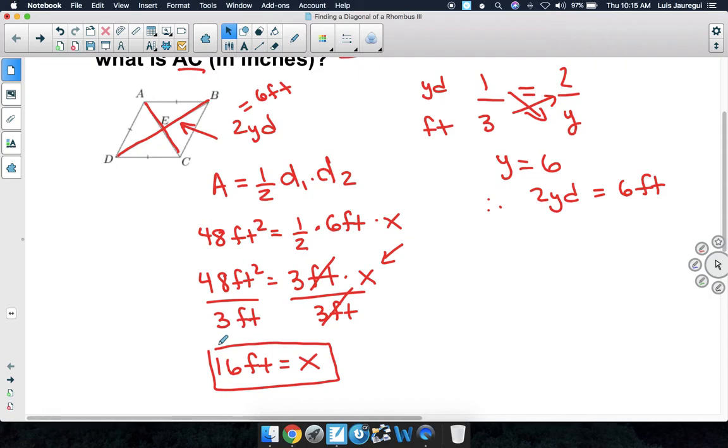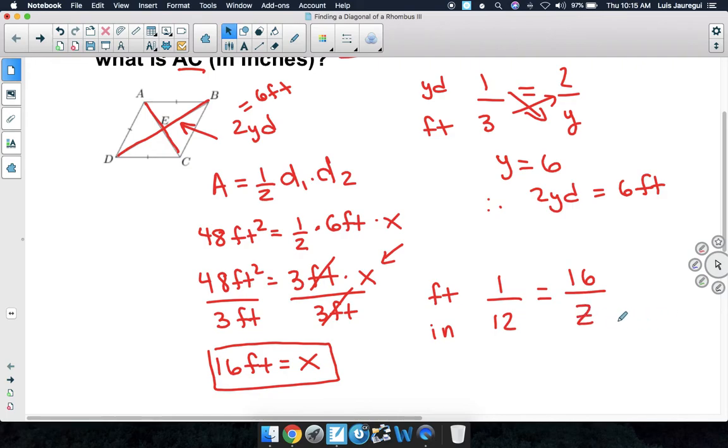However, that's not what we want. We want the length in inches. So we need to change from 16 feet into inches. To do so, we're going to set up a new proportion relating feet to inches. Remember that 1 foot is equal to 12 inches, and here we have 16 feet, so we're going to write the 16 on the top. And since we already used y and x, let's go ahead and use z here.